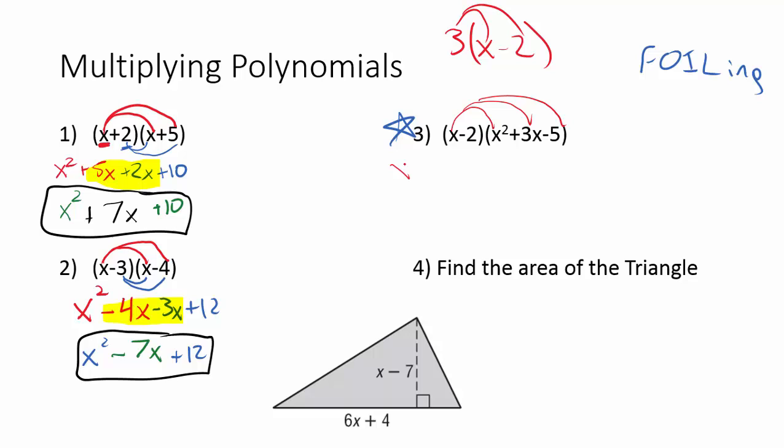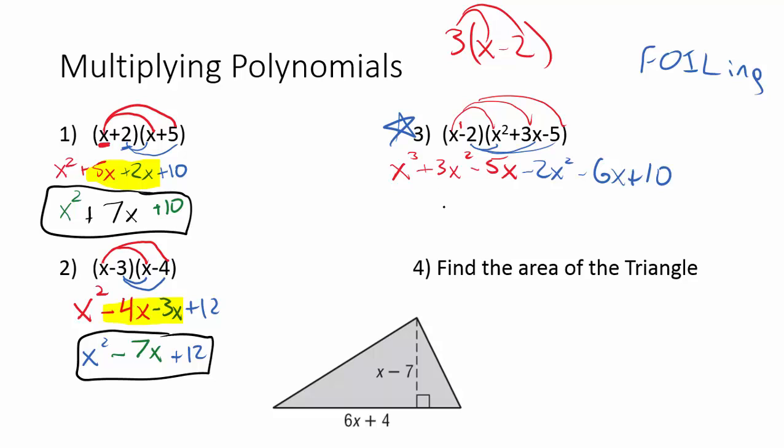So this will give me an x to the 3rd. So x to the 1 times x squared will give me x to the 3rd. X times 3x will give me 3x squared. And then x times negative 5 would be minus 5x. So that takes care of multiplying by the x. Now we're going to take the 2 in. And if we take that 2 in, we'll get minus 2x squared minus 6x plus 10.